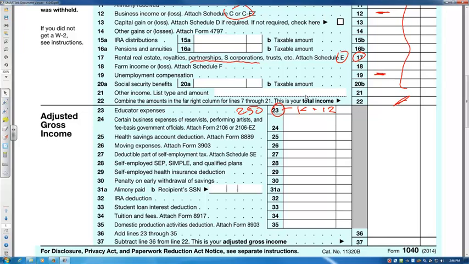Another common one would be the student loan deduction, or excuse me, student loan interest deduction. And then anyone with kids in college, they might have tuition and fees. We will work with a bit of IRA deductions and alimony, I believe, in some of the problems we work with, but these are all deductions that we would take against income.